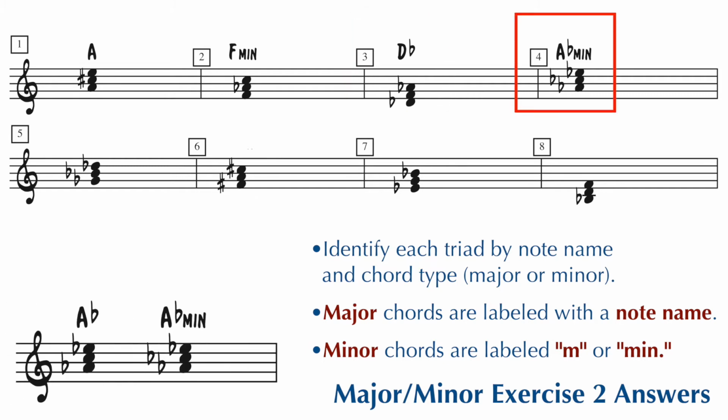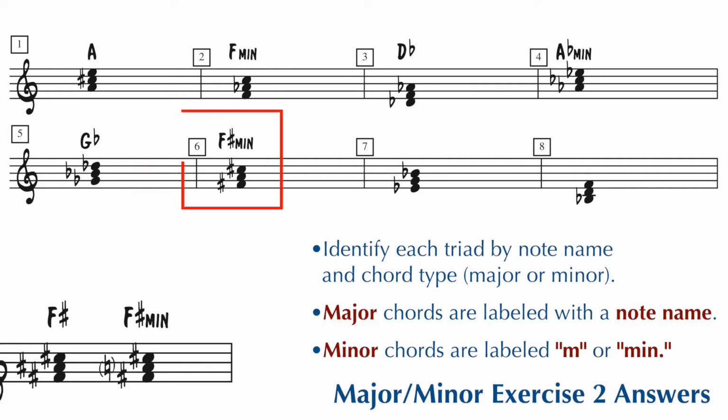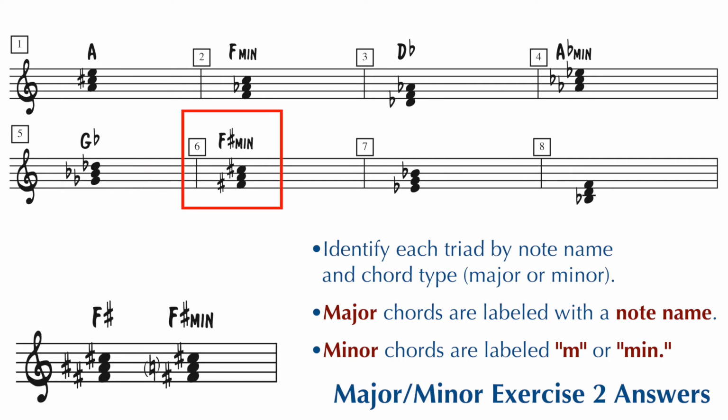Number 4 is an A flat minor chord, A flat, C flat, E flat. An A flat major chord would be A flat, C, E flat. Number 5, G flat major, G flat, B flat, D flat. A G flat minor chord would be G flat, B double flat, D flat. Number 6 is an F sharp minor, F sharp, A, C sharp. F sharp major would be F sharp, A sharp, C sharp.